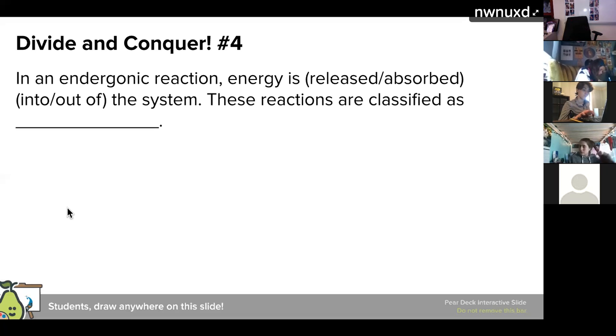So an endergonic process moves energy in. So our endergonic processes, here's that blank, anabolic or catabolic. Energy absorbed or energy released?